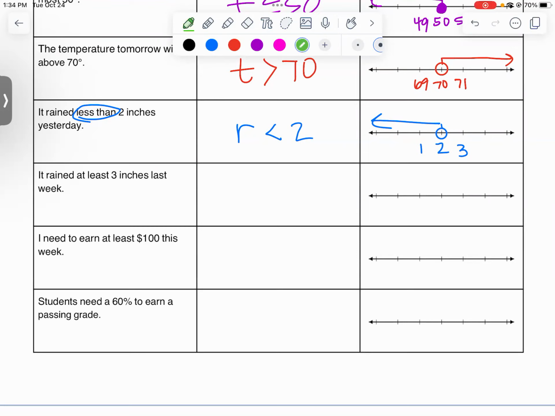It rained at least 3 inches. At least. That means it could have rained 3 inches or greater. Greater than or equal to. At least. The very least is 3. So when we graph it, we are going to have a closed circle, and everybody, we're going to go to the right. Thank you, Kale.